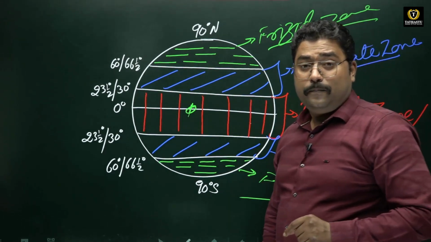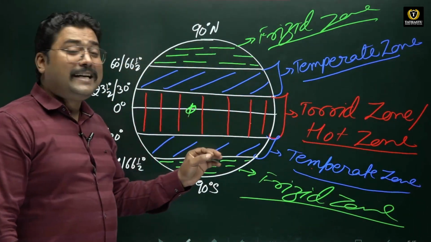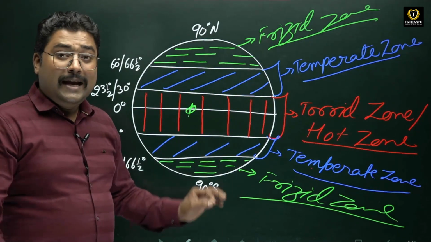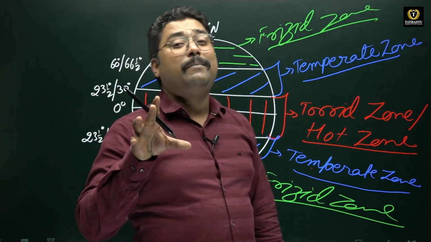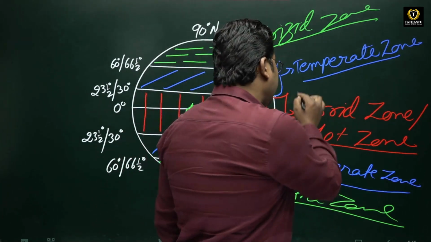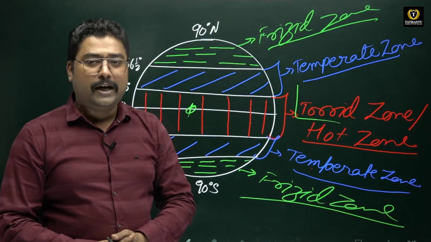That's why Mount Kilimanjaro, which is located nearby equator, is having ice. Means a single place on equator which is having ice instead of being located in torrid zone. Why? Because it is located on a mountain.